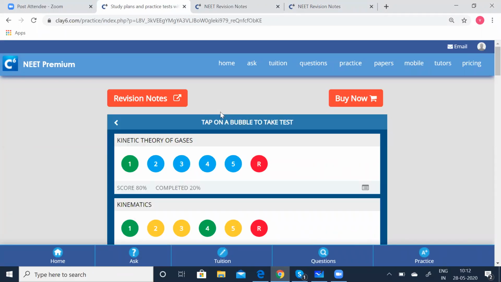We have chapter-wise tests. The blue bubble says you have not taken the test. The green bubble states that you have taken the test. Even if you have taken the test, you can take it any number of times. And R is a random test, and the yellow bubble says it is the incomplete test.